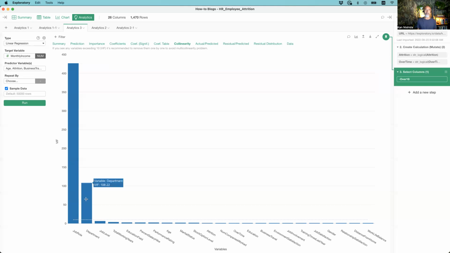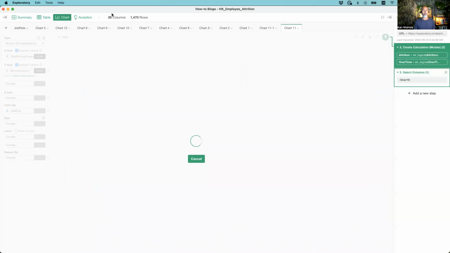And it really depends on what you want to look at. In this case, let's say I want to understand the relationship between job role and monthly income. Then I don't want to remove this, because if I remove it, I can't evaluate that relationship. In that case, I can remove department, rerun this, and see if job role still goes beyond 10 or not.